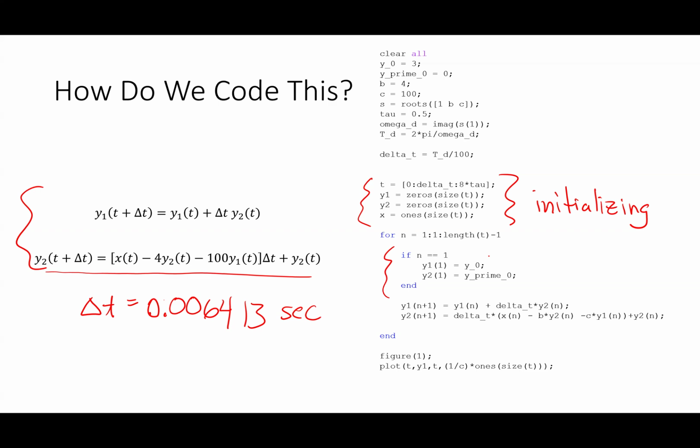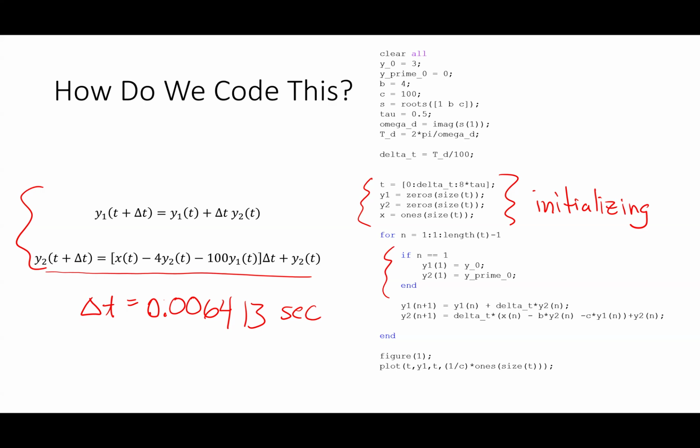Now, why does this stop at the length of t minus 1? We talked about this in the first order example. Every time, when n equals 1, I'm solving for n equals 2. And if I went from 1 to the length of t, it's going to go along fine, going to go along fine until we're in.